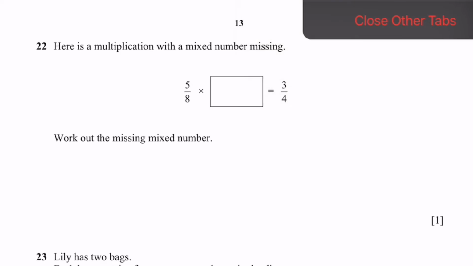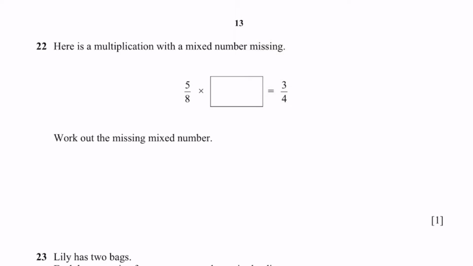Question 22. Here's a multiplication with a mixed number missing. 5 by 8 into dash is equal to 3 by 4. Work out the missing mixed number.